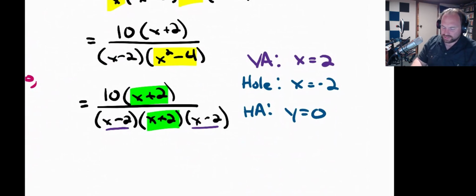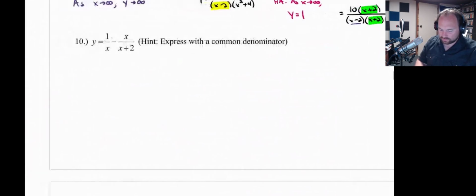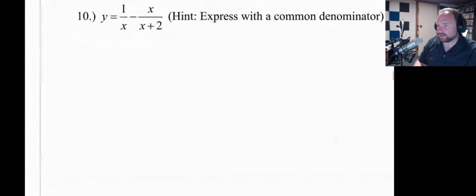And let's take a look at number 10. These assignments tend to end with a trickier problem, so this is no exception. Number 10, hint: express with a common denominator. This is another thing where I sure hope my calculus students know how to do this. But I hate to be that kind of guy because I don't want to gatekeep anybody from this class. I just want to make sure that you can do this. If I can do it, you can do it. That's the attitude. So let me show you how I do it.